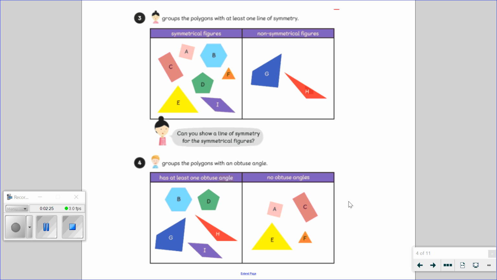Sam has grouped the polygons with an obtuse angle. That's an angle which is bigger than a right angle. We can see this most clearly with H here. But all of these shapes have at least one obtuse angle. But these shapes either have right angles or acute angles, smaller than a right angle.